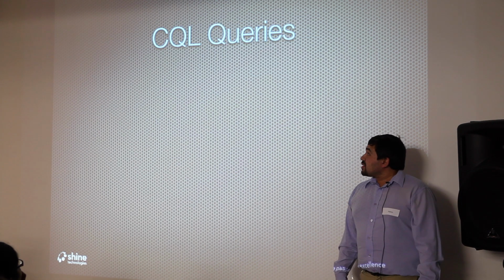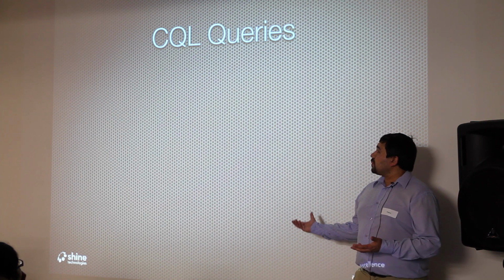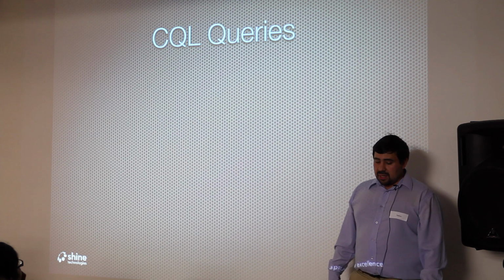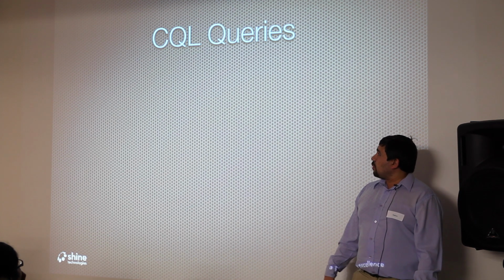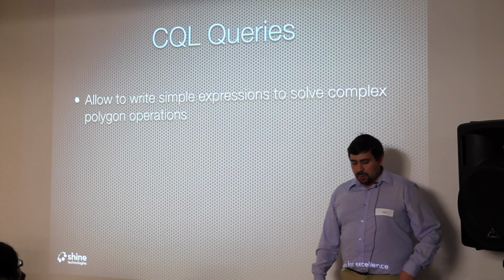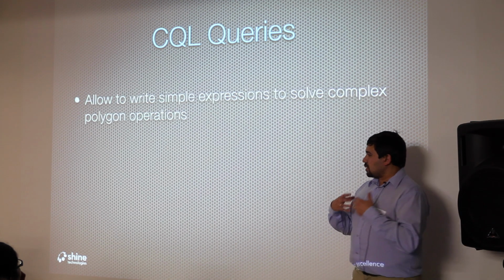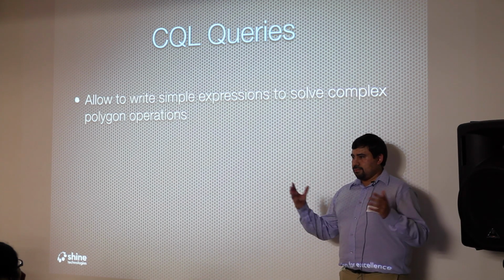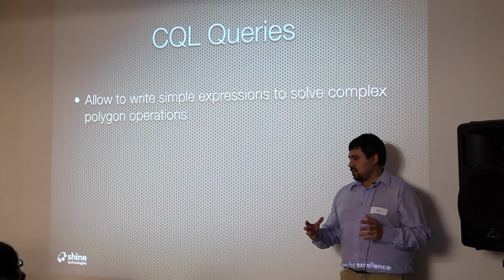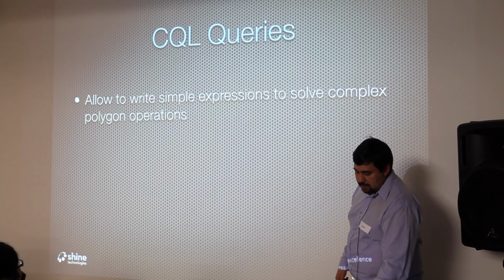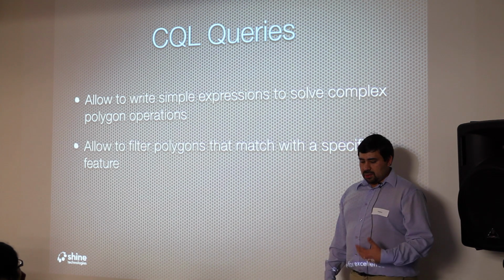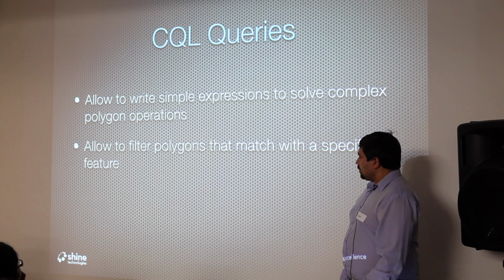So in order to access this geospatial data stored in geospatial databases, we can use SQL queries. SQL stands for Structured Query Language. It allows you to write simple expressions to solve complex polygon operations. So if we want to intersect two polygons or find areas that are adjacent to other areas, we can just write a query. They allow you to filter polygons that match a specific criteria.